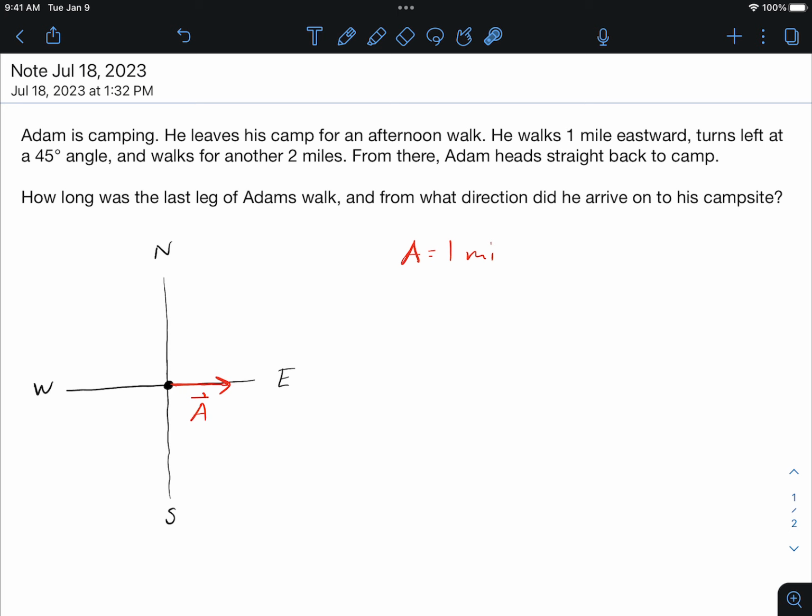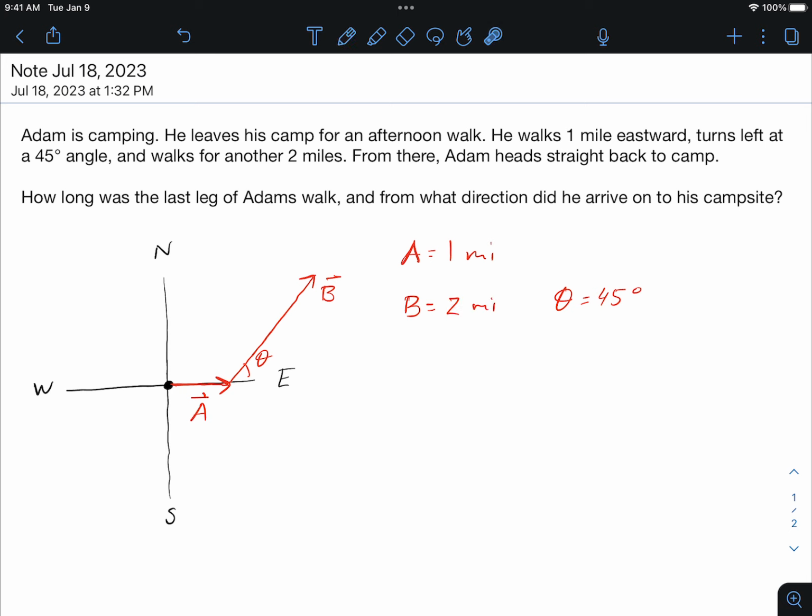Okay. He then turns left at a 45-degree angle. So Adam is facing that way. So he's going to turn left at a 45-degree angle, and then he walks for another 2 miles. So he's going to walk kind of like this. Let's go ahead and draw that 45-degree angle, and maybe that's 1 mile, maybe that's 2 miles roughly. This is the vector B, and this angle theta is 45 degrees, and B is 2 miles, right?